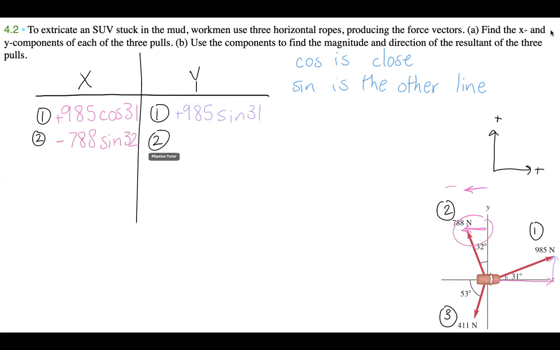Now for the y, let me just grab my purple pen. Okay. So now for y, it's going to be this. This is the vector. And this is the one that's close. So 788 cos 32, right? Because cos is close, and then sine is the other line. Now, is this positive or negative? Well, it's pointing in the upwards direction, and we established that upwards is going to be positive. So this is going to be positive.